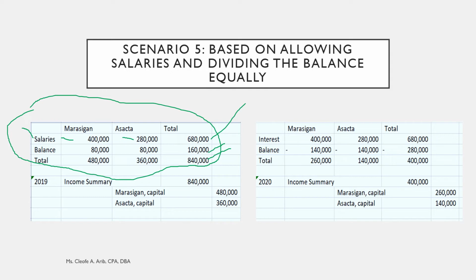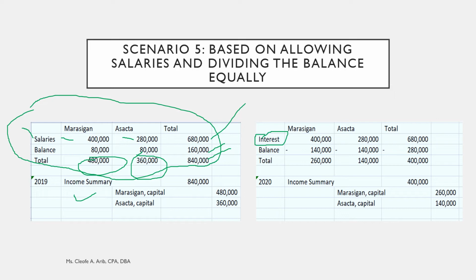So, at the end of the day, Marasigan will get 480 and 360 naman for Asakta. And then you prepare your journal entry. Then we proceed to 2020. Nagkamali ako dito. Paki-change lang po sa notes nyo. There should not be interest, but rather that should be salaries. Hindi na-edit ni Madam. Pasensya na.